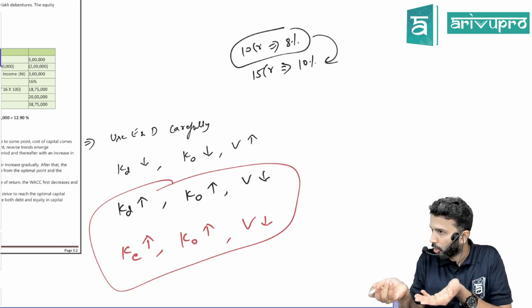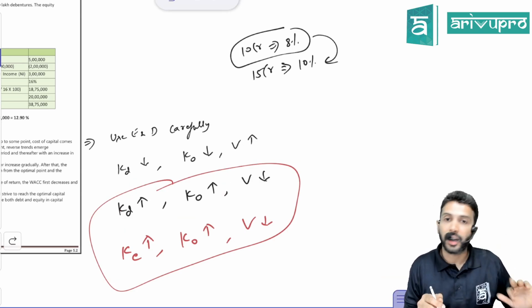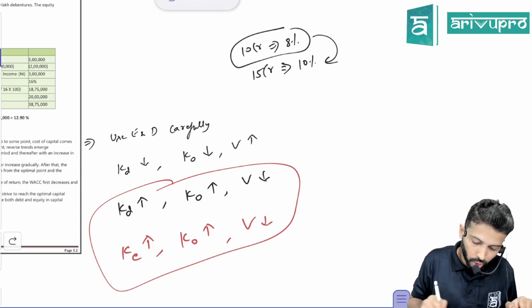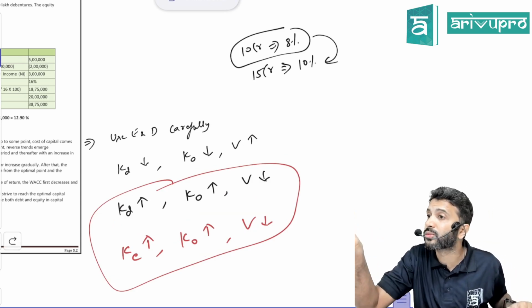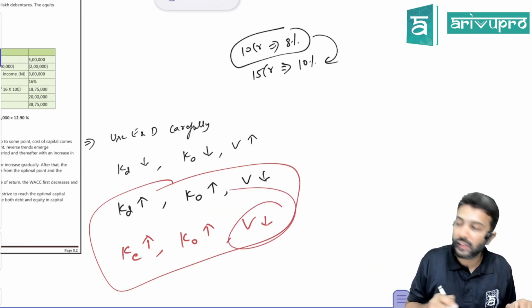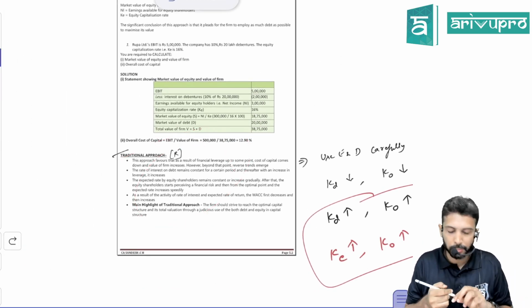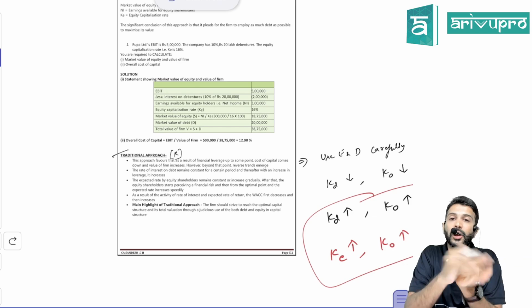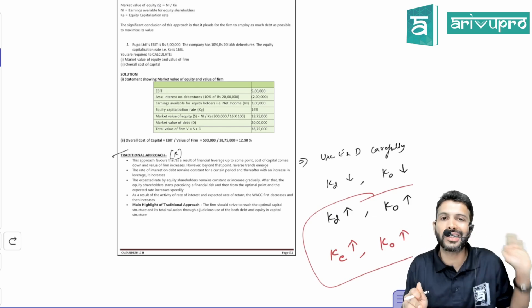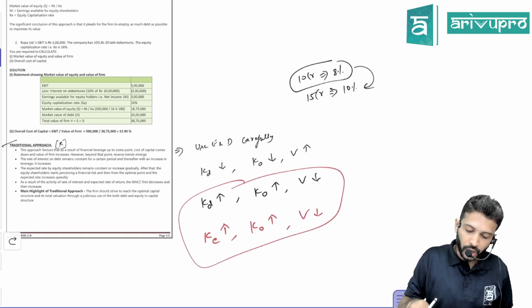If you take more and more debt, the next debt will be given at a higher rate, which will reduce the value of the firm, or obviously the expectation of equity shareholders will increase, which will bring the value of the firm down. That is the argument this traditional approach is trying to make. Hence, you need to use equity and debt judiciously or carefully.